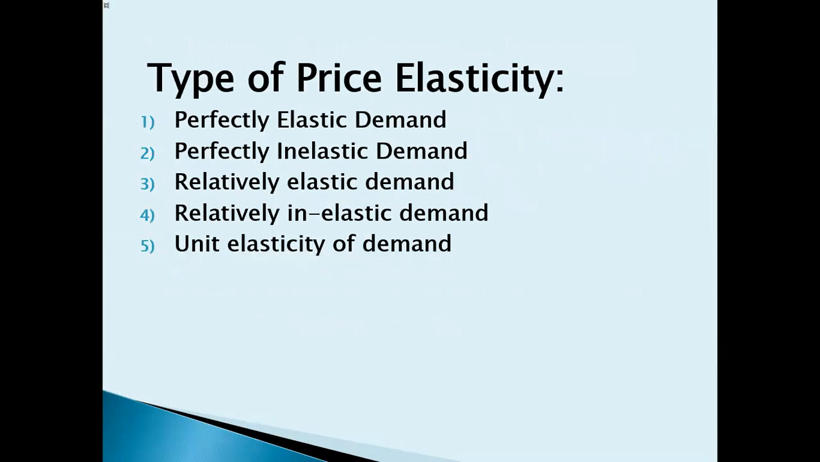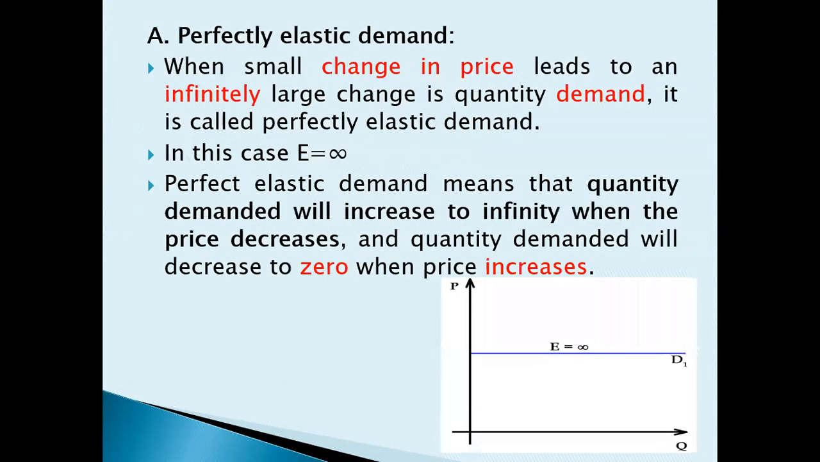Okay, let us study the types of price elasticity of demand. Price elasticity is classified into 5 categories. First is the perfectly elastic demand. Second is the perfectly inelastic demand. Then relatively elastic demand, relatively inelastic demand, and unit elasticity of demand or unit elastic demand. Try to remember these categories: perfectly elastic, perfectly inelastic, relatively elastic, relatively inelastic, and last is the unit elastic. Very easy to understand. Okay, let us go on to study the perfectly elastic demand.